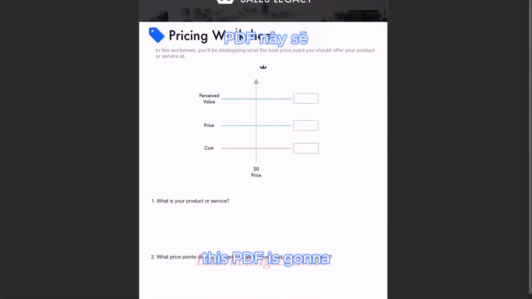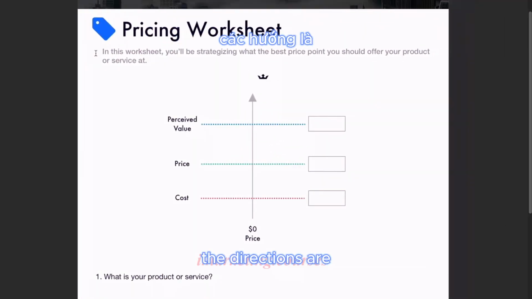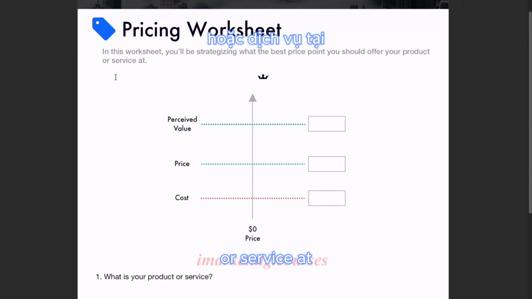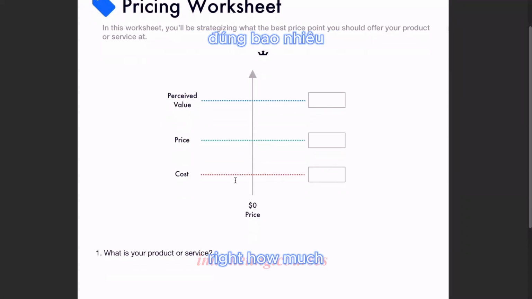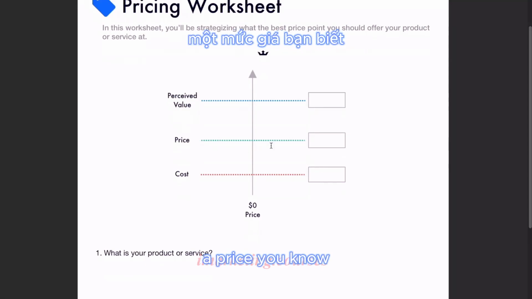Okay, guys, so this PDF is going to essentially be two pages. It's going to be the Sales Legacy pricing worksheet. On the top here, the directions are, in this worksheet, you'll be strategizing what the best price point you should offer your product or service at. Like I covered earlier in this lesson, you have the cost, right? How much it costs for you to deliver on your product or service, and you have a price, essentially what the price is that everyone else is charging, and you just want to put it over here, and that's essentially the market price that you can sell your product or service for.